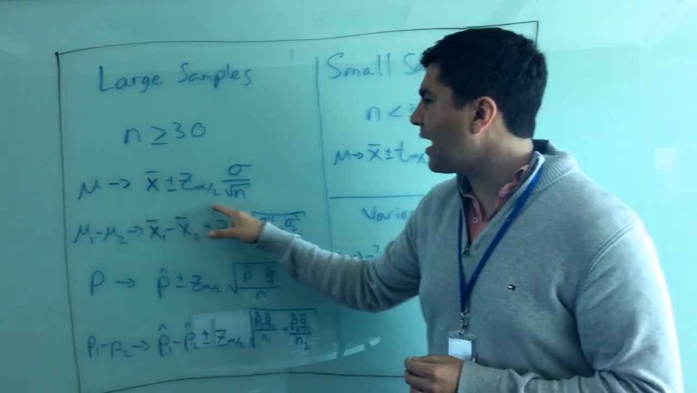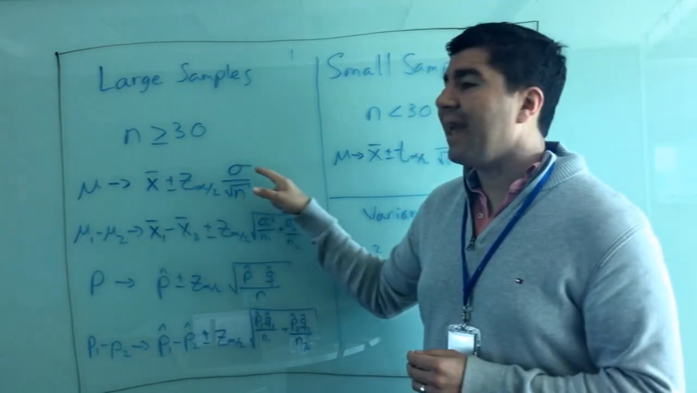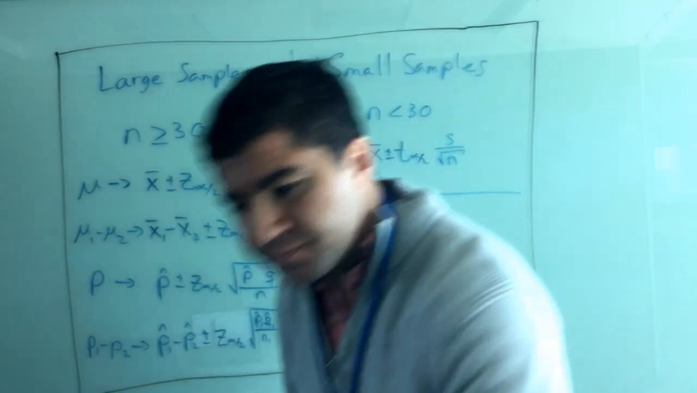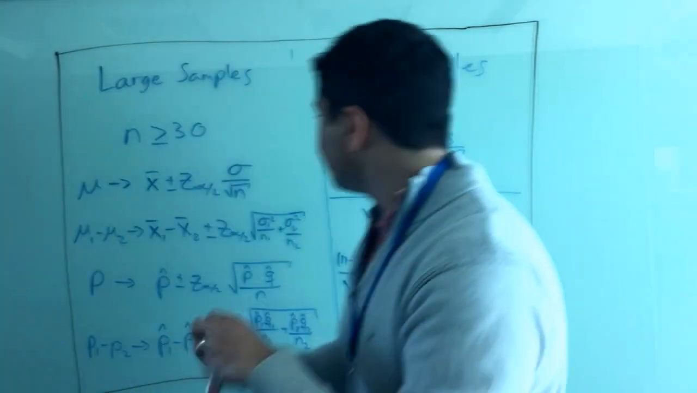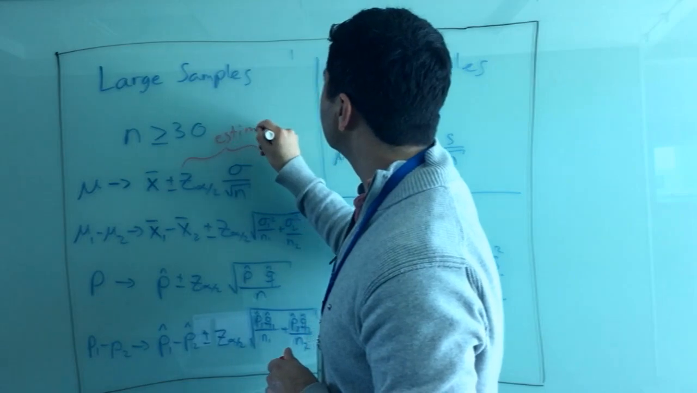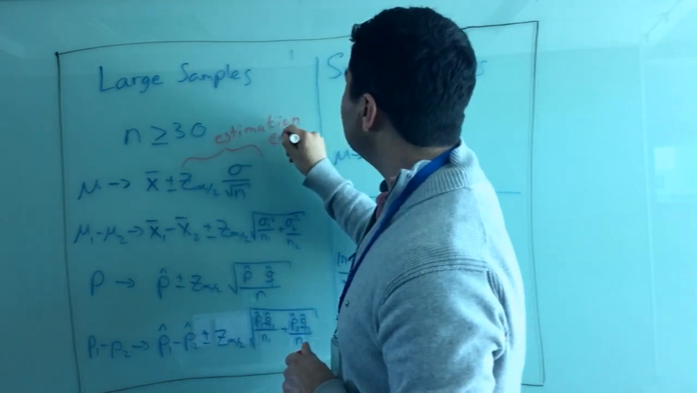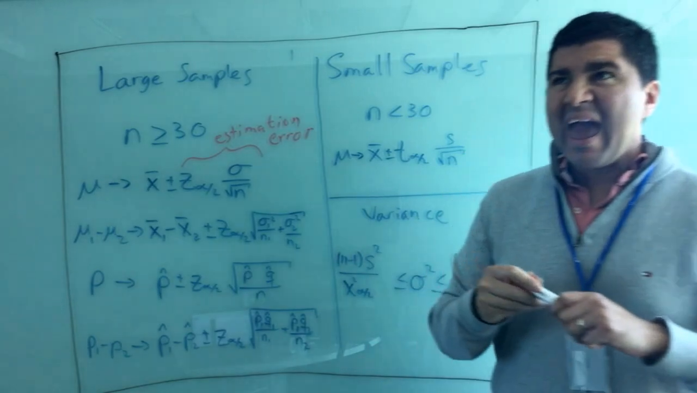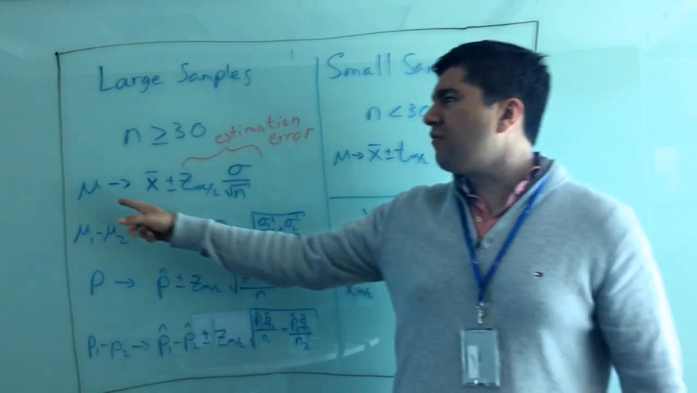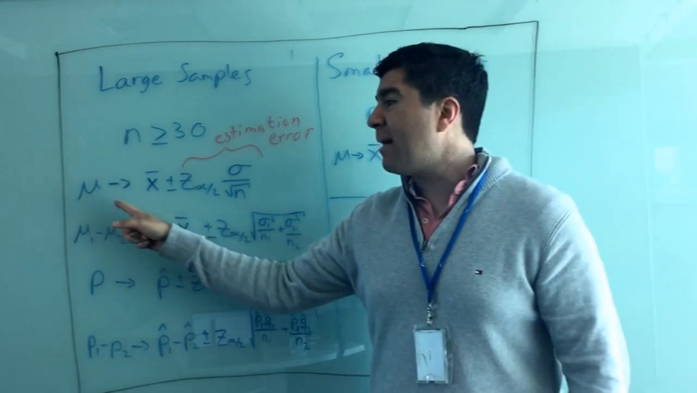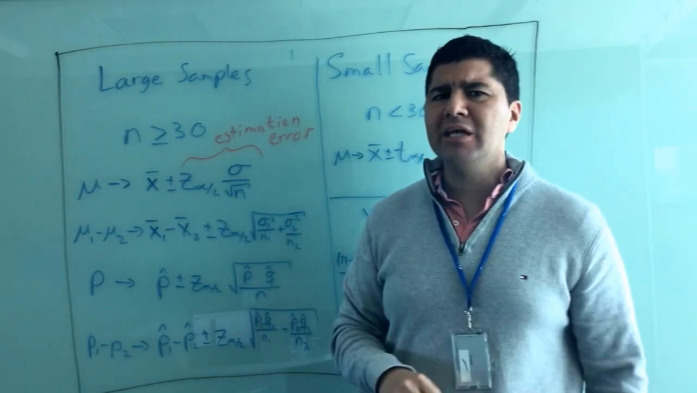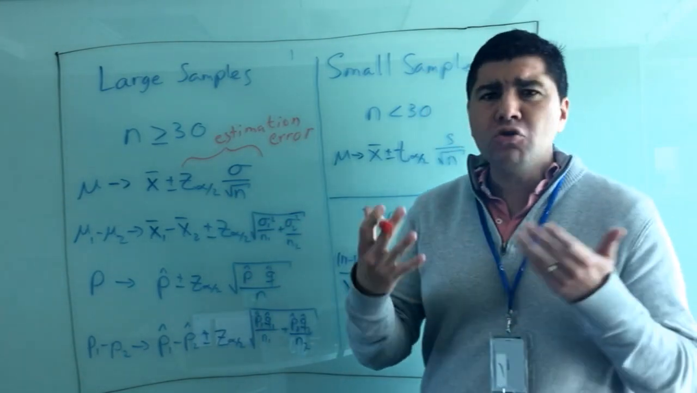This element that we have in here is called the estimation error. The estimation error means how large we can be mistaken in trying to find the parameter by just observing a sample. What I need you to notice is that this estimation error has two parts.